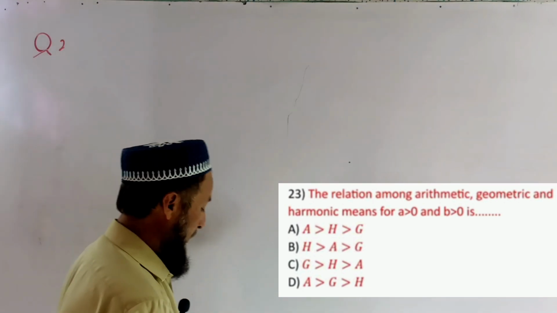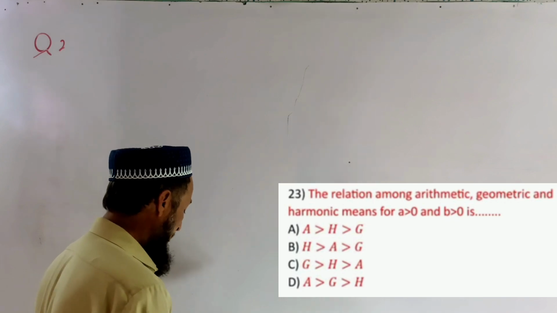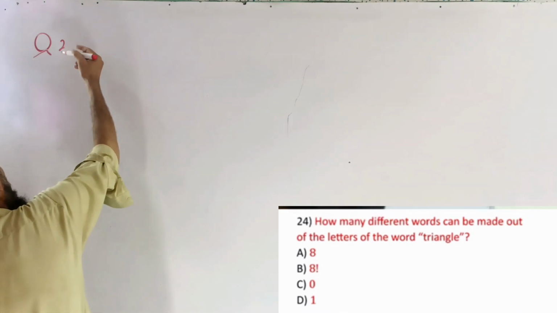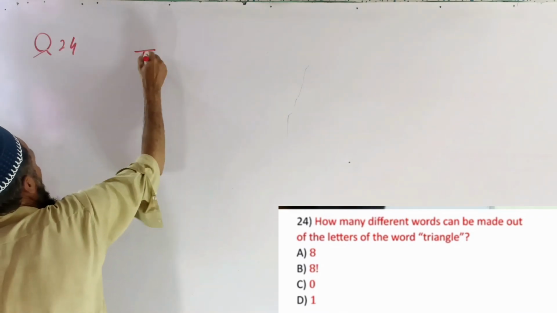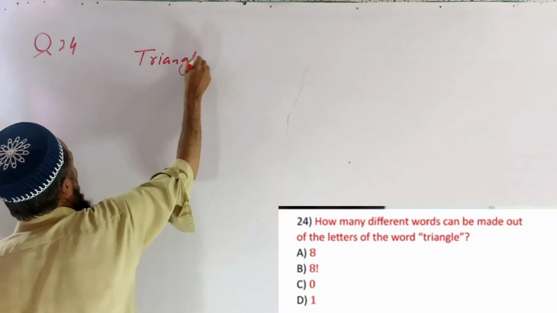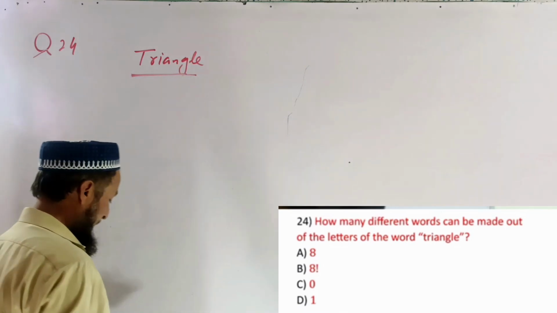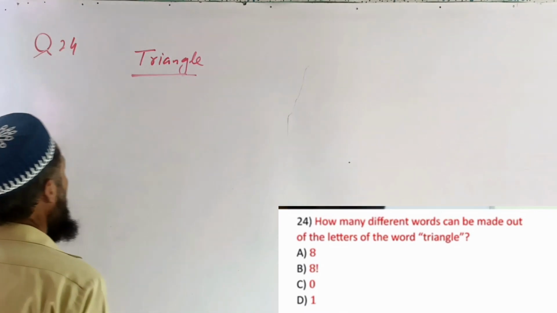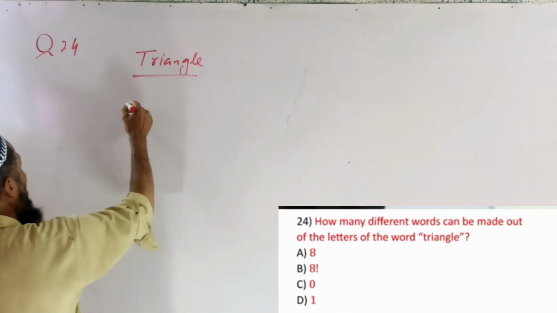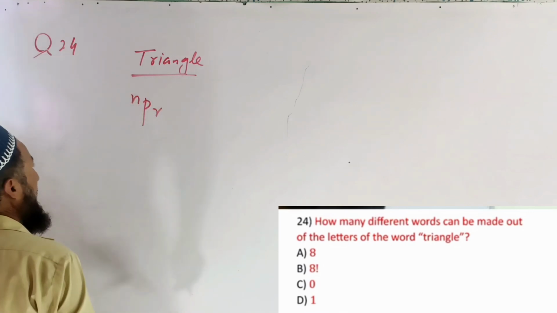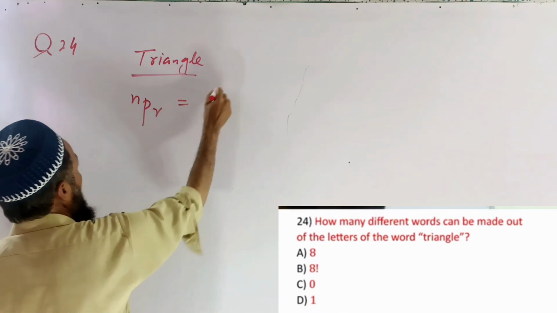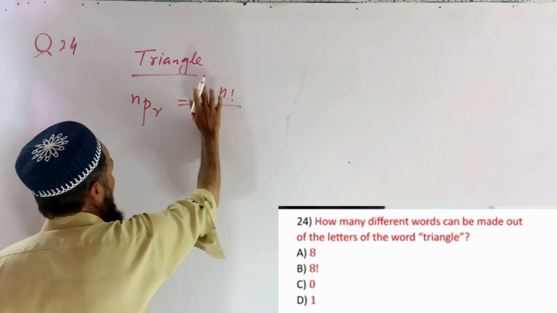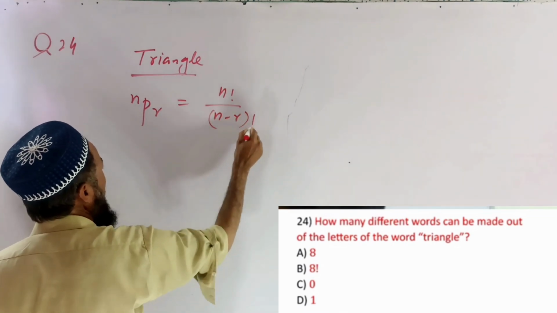How many different words can be made out of the letters of the word triangle? So question number 24, the word triangle is given. How many different words can be made? This question is related to permutation. We know that the formula of permutation is n factorial over n minus r factorial, according to this formula.